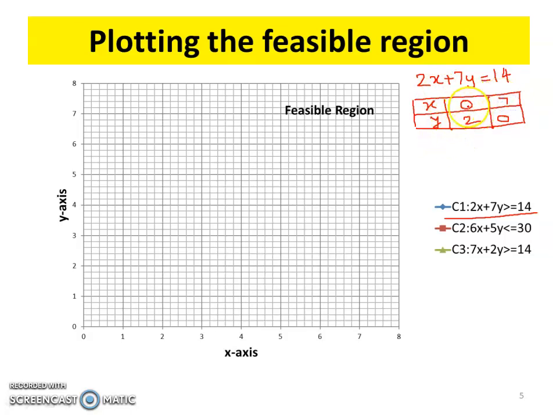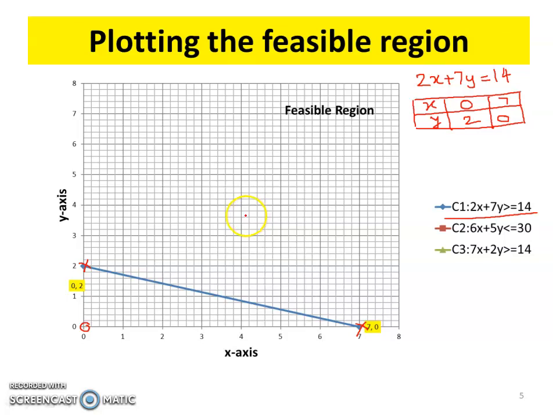So we have two points. One is (0, 2) on the y-axis, and the other is (7, 0) on the x-axis. We just join these two points, and we have this blue line that represents 2x plus 7y equal to 14. Now this blue line divides the plane into two parts. One part contains the origin and the other part does not contain the origin.